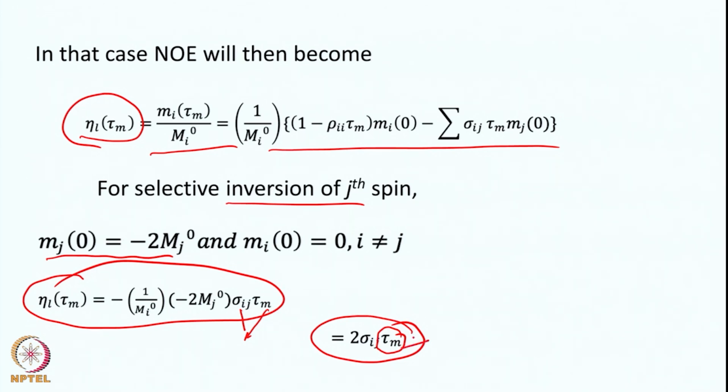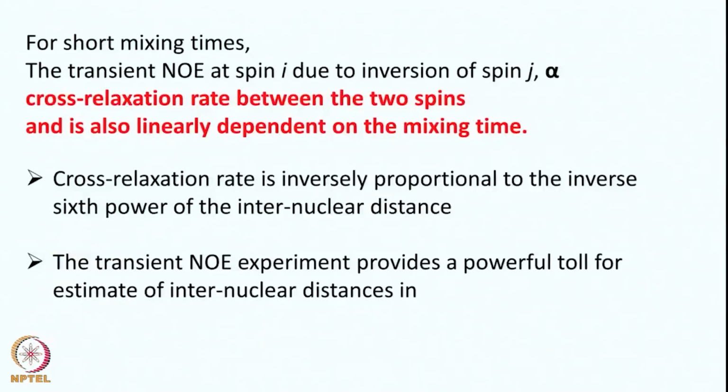So, if you have short mixing time, the enhancement can be one value, and if you have long mixing time, the enhancement can be another. That means if you keep increasing, your NOE can probably increase. That is how, for short mixing time, the transient NOE at spin I is due to inversion of spin j, and the cross-correlation rate between two spins is also linearly dependent upon mixing time. That is what I was saying. The relaxation rate between two spins is linearly dependent upon mixing time. So, if you increase mixing time, the relaxation rate will vary.